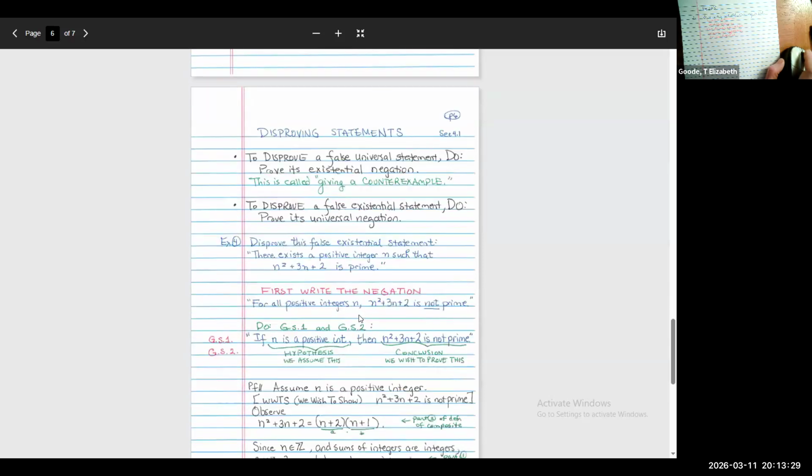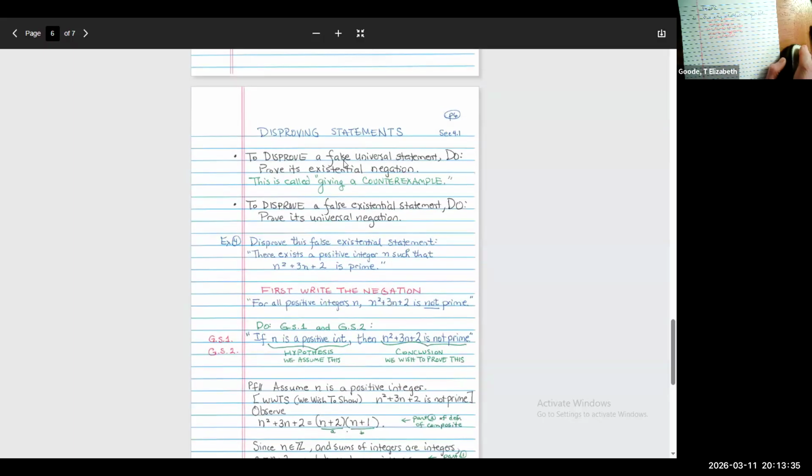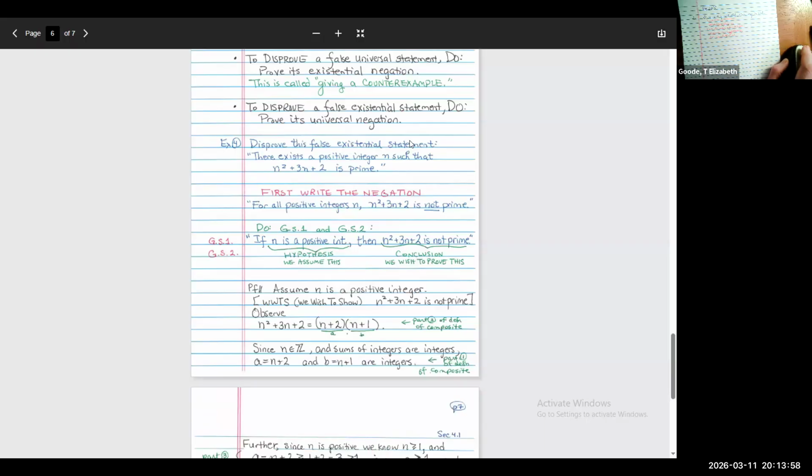So you've got another example that we did in class, and we just discussed if you want to disprove a false universal, you'll prove its existential negation. We just did that a few minutes ago in that problem that Karen asked about. It's called giving a counterexample. To disprove a false existential statement, we prove its universal negation. So in example 4, I give a false existential statement because I wanted us to practice another universal proof. Also, I wanted us to practice disproving a false statement.